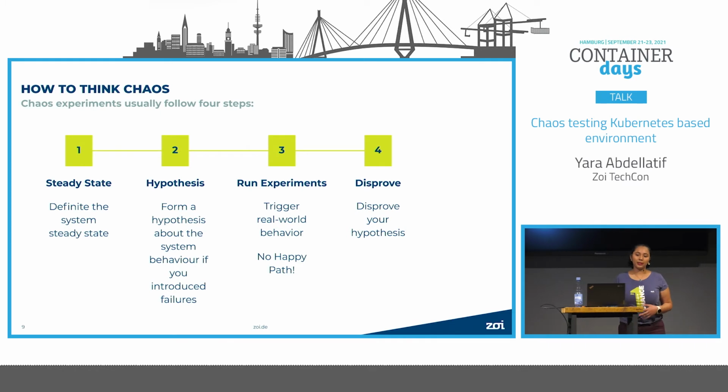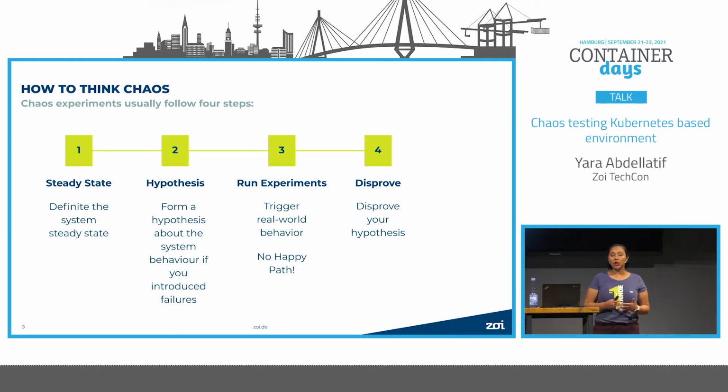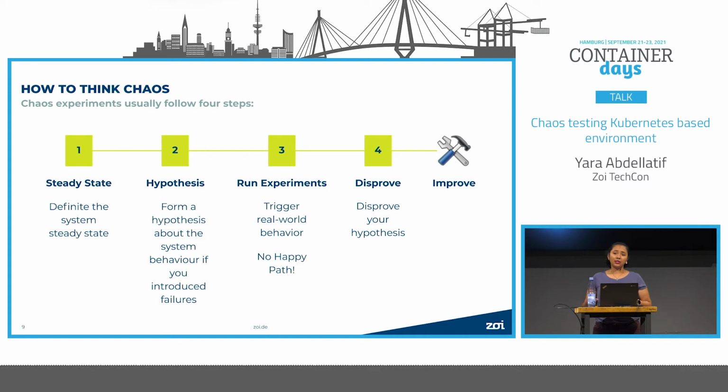All right, the last step is, now that you've run your experiment, you want to see if your theory was correct or not. You want to either prove or disprove your theory. You want to see if your system has maintained its steady state. If not, then define the weaknesses that you've found, and then start improving your system and ideally repeat.